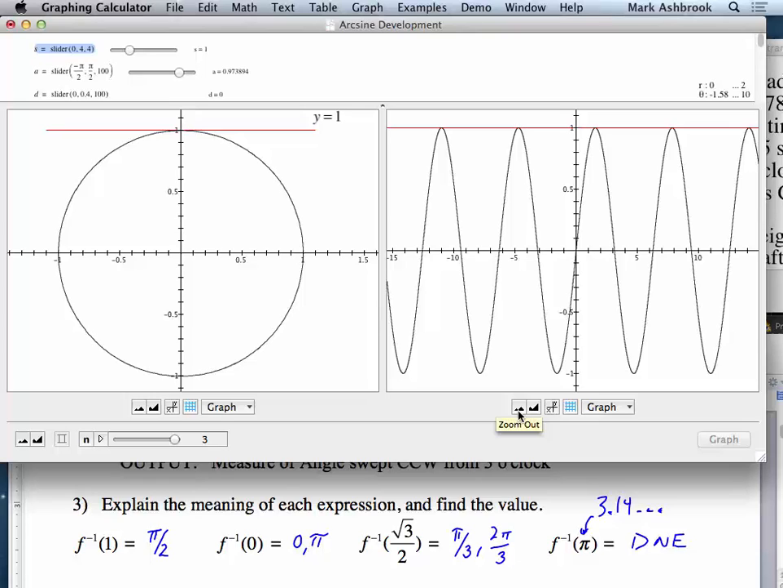So given a vertical distance in radius length of 1, what is the angle swept counterclockwise from 3 o'clock? There's lots and lots of answers, right? Melissa was going to write an expression that gives them all. So what would it be? Pi over 2 plus 2 pi times n, where n is the number of times you've gone around the circle.